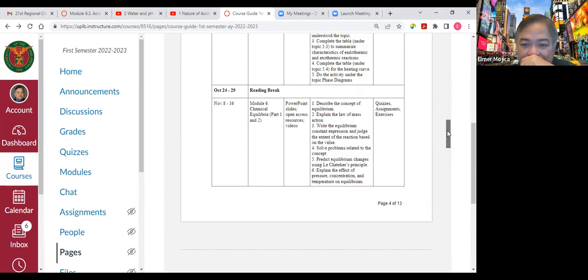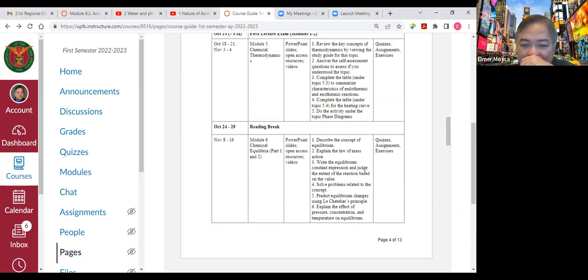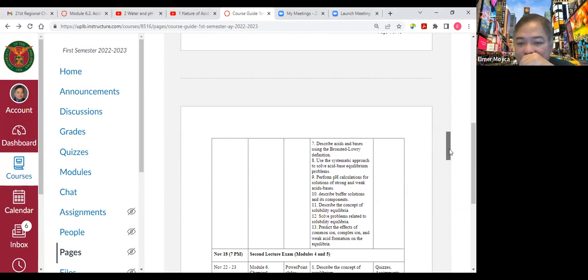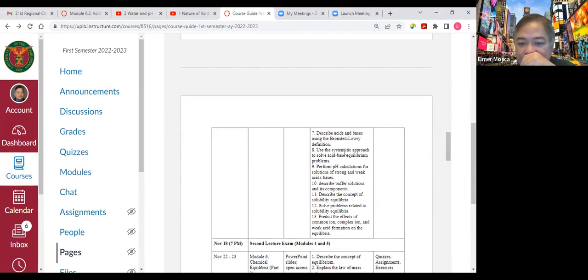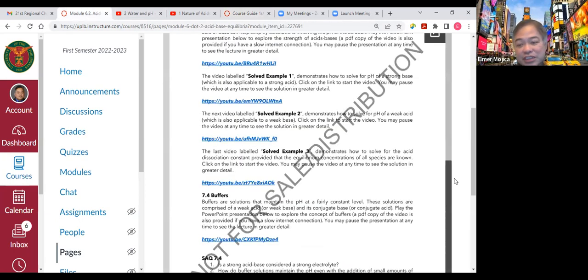Okay. So today what we're going to do is this part doon sa acid base. So if you're going to look at this, yung describe the acid, systematic approaches of acid base, perform pH calculation, strong and weak acid bases, and then describe buffer solution and its components. So yun yung tatapusin natin ngayon with following this thing.